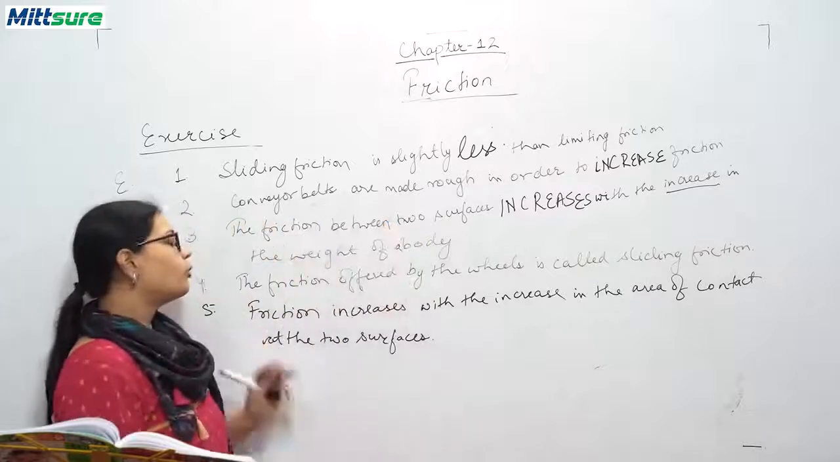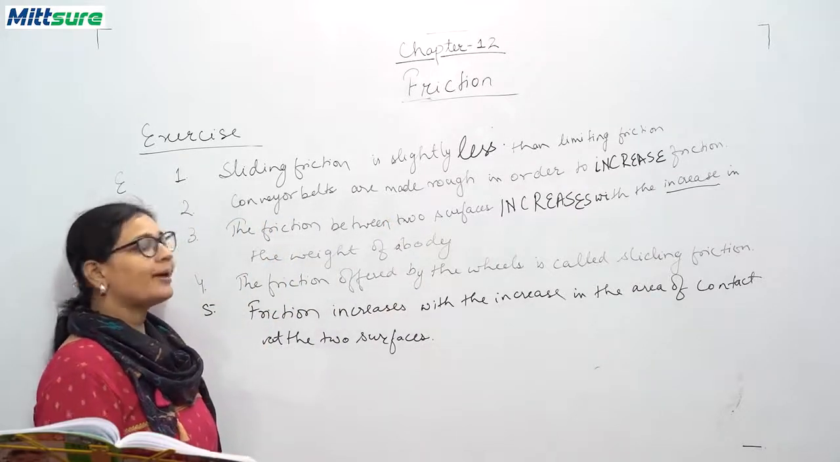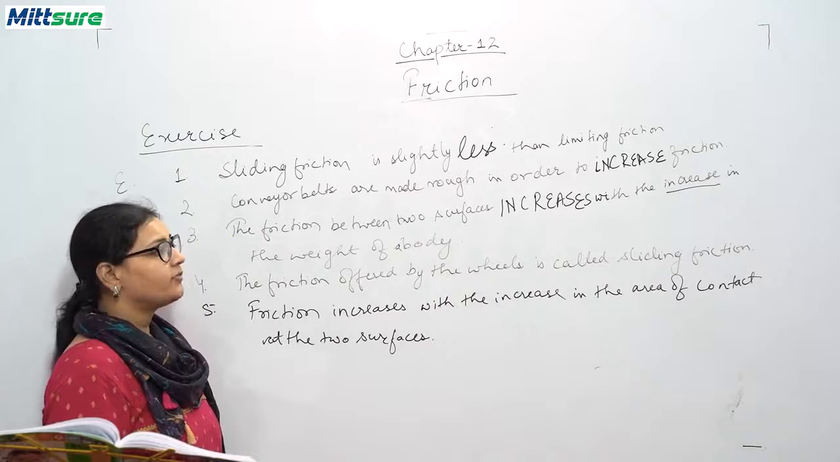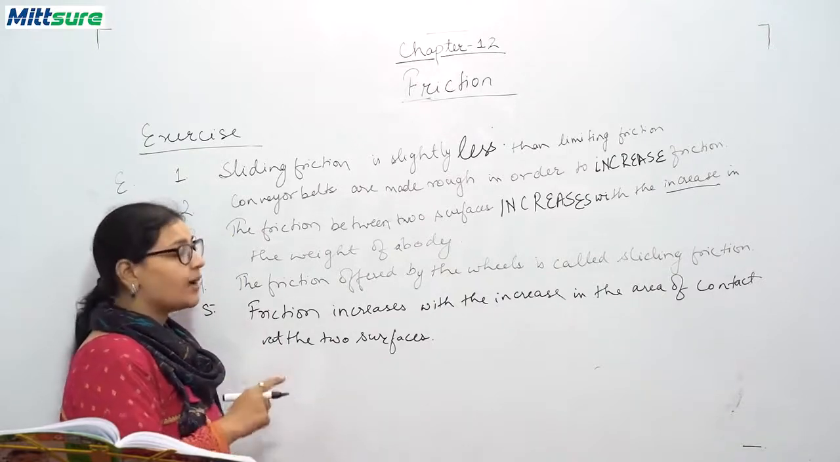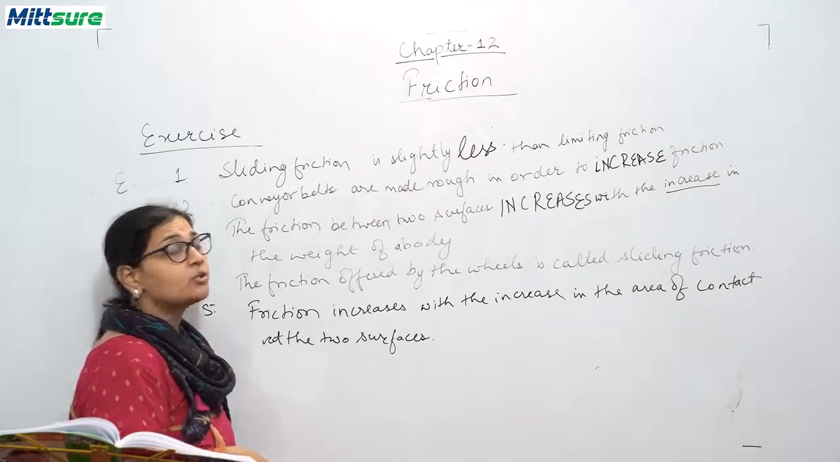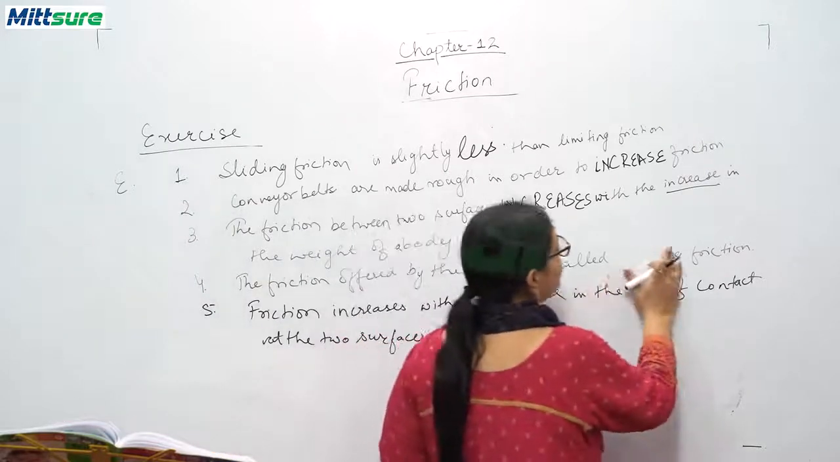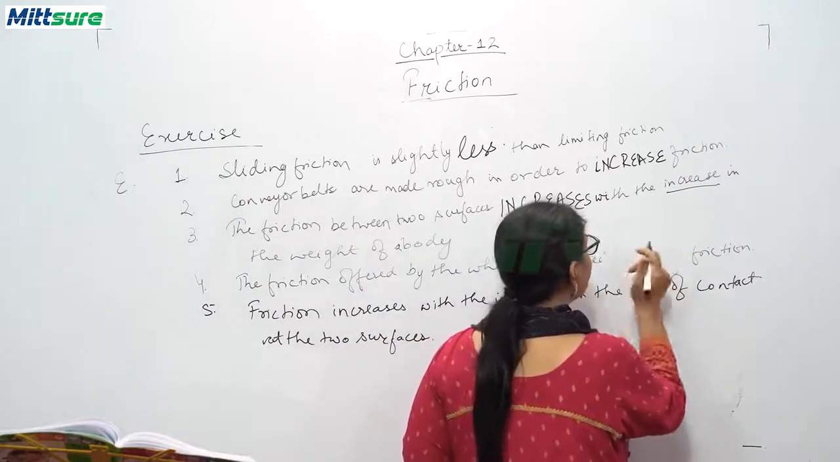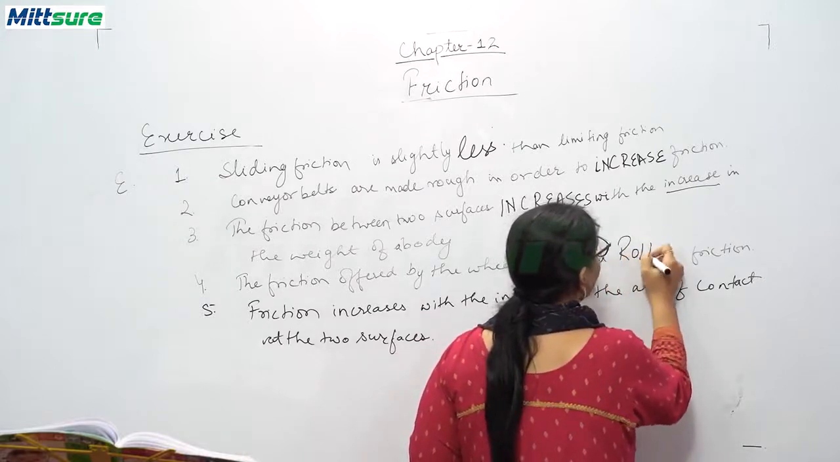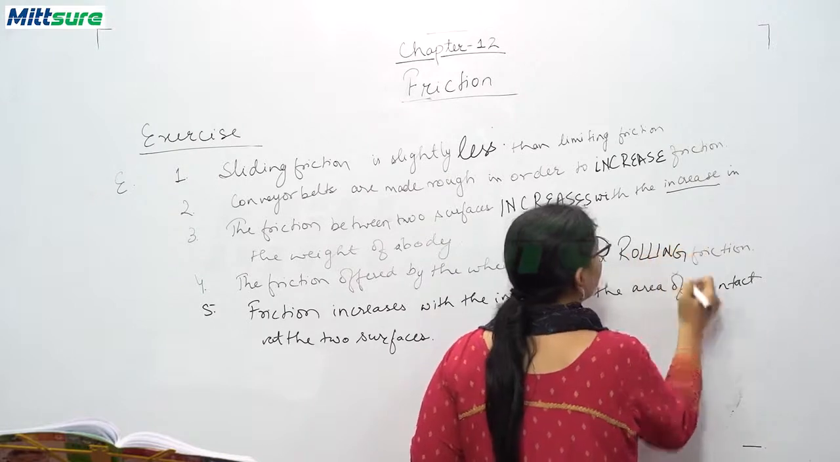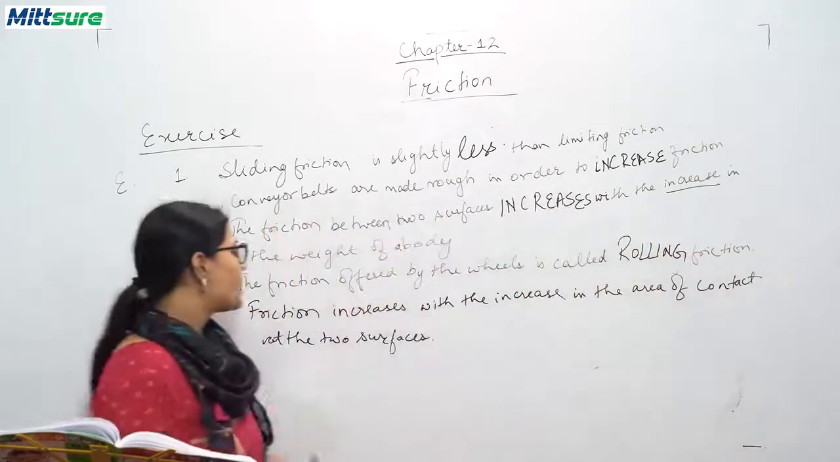Now the fourth one, the friction offered by the wheel is called sliding friction. Now the friction offered by the wheels is not sliding friction, it is rolling friction. Okay, whatever friction wheels and rollers offer, that is called rolling friction.